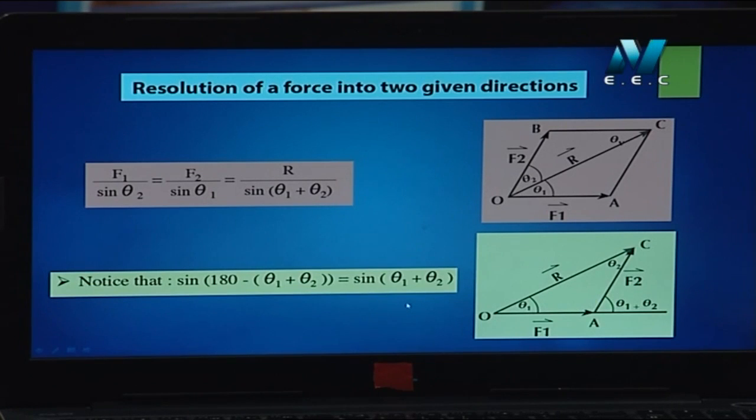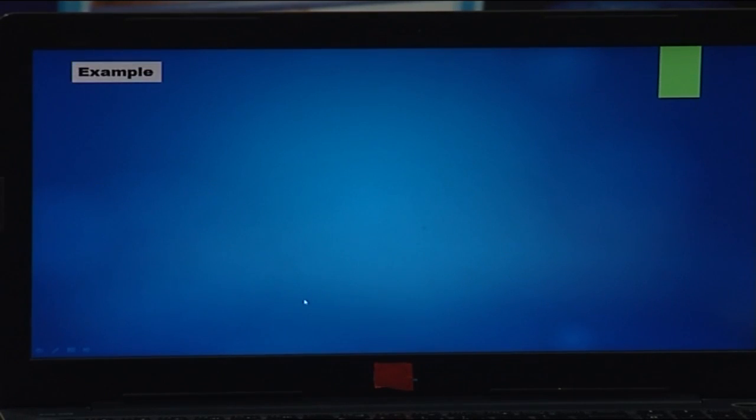Notice that sine of (180 minus (theta 1 plus theta 2)) equals sine of (theta 1 plus theta 2), from the trigonometry of first secondary. Let's go to the example.